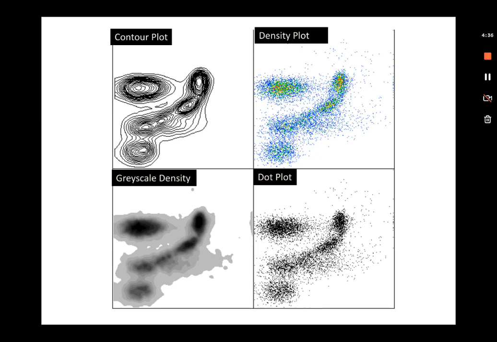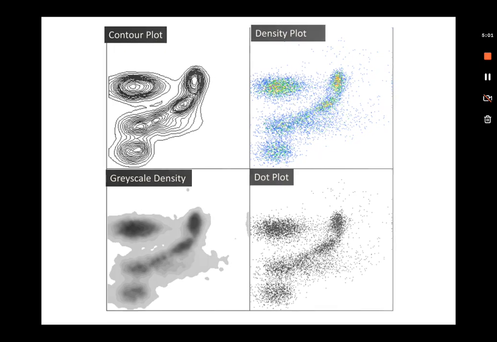So dot plots are commonly used, but density plots are the most accurate ones. Firstly, because they give information about each and every cell at every frequency, at every level, and they also give density, like sparsely populated or densely populated areas. They are also able to differentiate between them. So density plots are considered to be the most accurate ones.